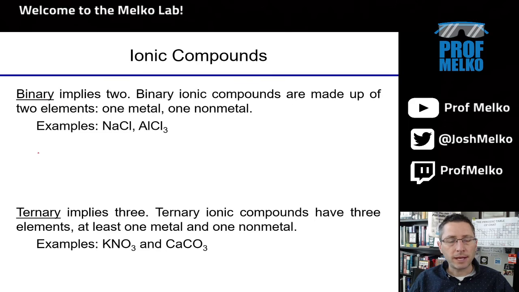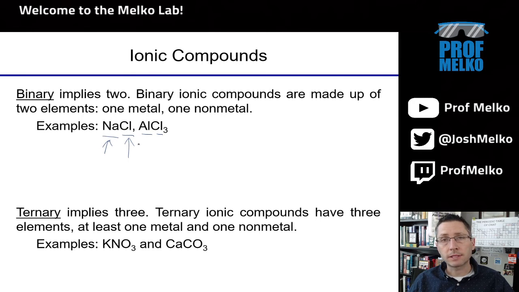So binary implies two, and binary ionic compounds are then made up of two elements. Some examples here are sodium chloride and aluminum chloride. Again, notice that for ionic compounds, it's always a metal, like sodium, with a non-metal, like chlorine. Sorry, left side of the periodic table for sodium, right side for chlorine.